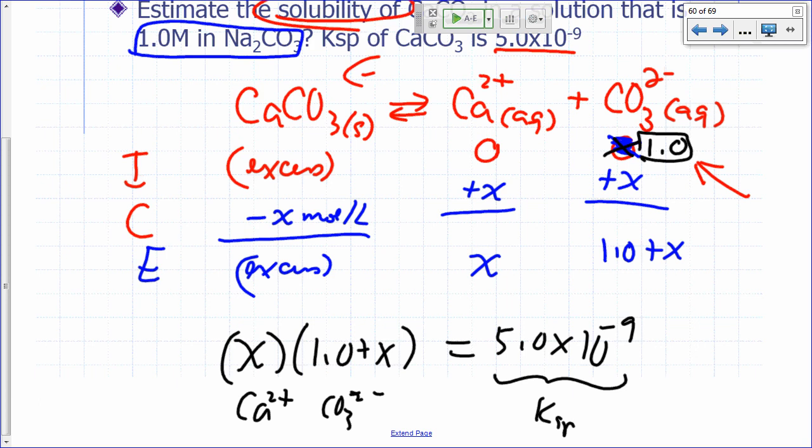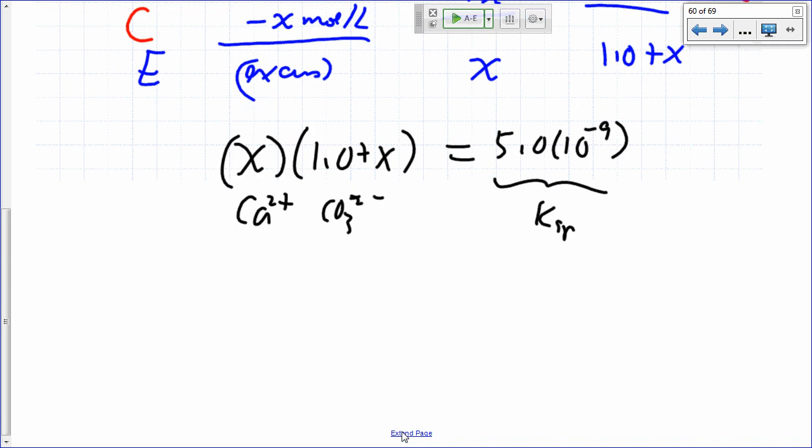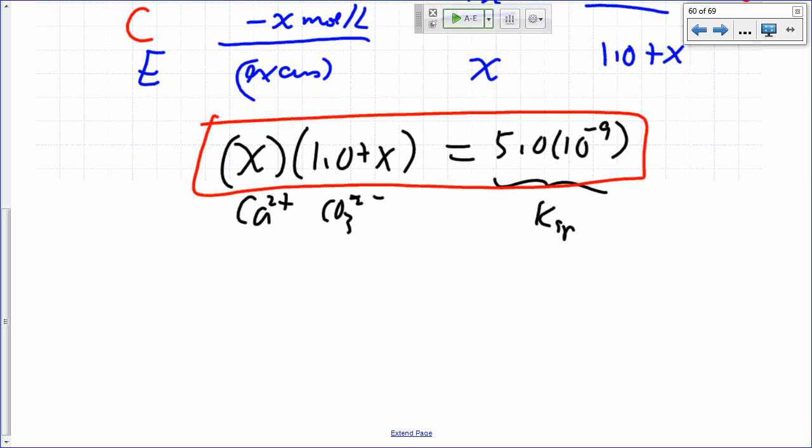And to avoid confusion, let me get rid of that x there. So 5.0 times 10 to the negative 9. That way I don't have to worry about that x and that times symbol being confused. Okay? How do I solve for x here? Right here you have a quadratic equation, right? So this is where you try to look for a time saver. Do you think I can neglect this x compared to 1?